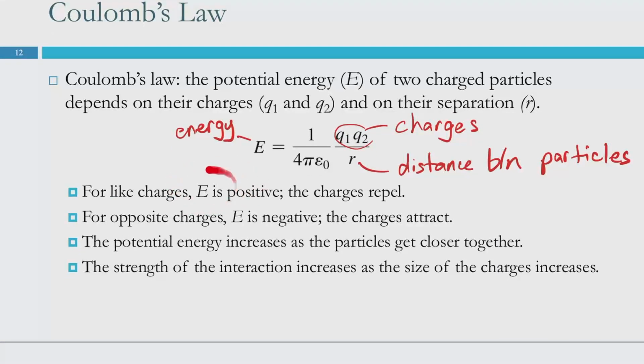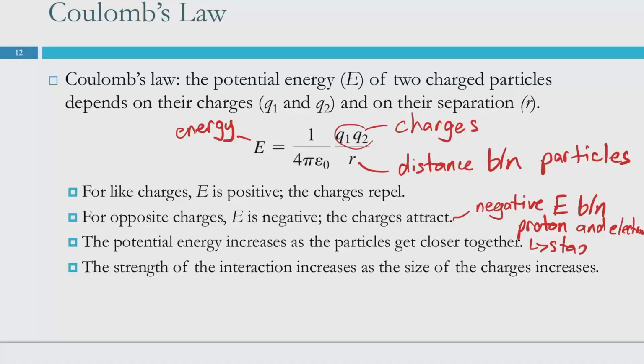So for like charges, the energy is going to be positive. The charges are going to repel. For opposite charges, E is negative. The charges attract. So we're going to see negative energy between a proton and an electron. Negative energy is stabilizing or stable.